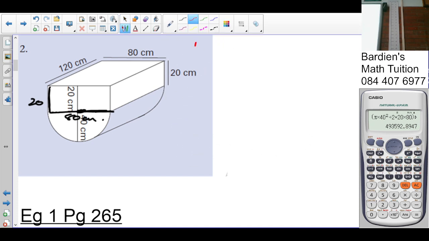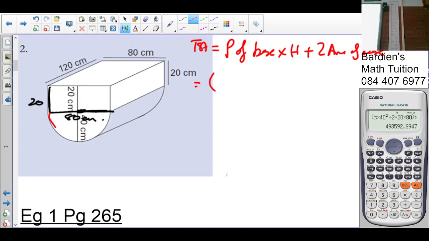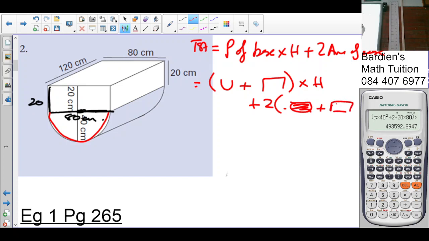And for the total surface area, it's going to be the perimeter of this base. Okay? This perimeter of base times height plus 2 area of base. So if you look at this, if I start here, it will be an arc plus a rectangle shorting one side times the depth of this object plus 2 area of base. It's going to be a semicircle plus a rectangle, area of rectangle.